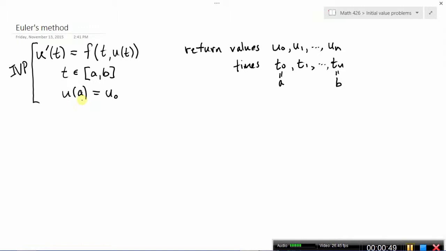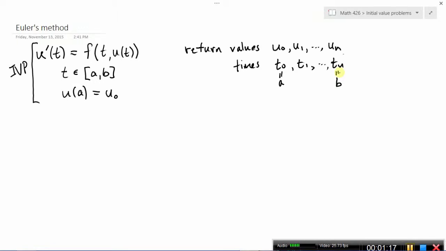And throughout, we're going to assume that u is just a scalar, although that's not actually very important, but it's convenient. And our numerical method is going to give us back values u0, u1, and so on, and a sequence of times t0 up to tn. And so the idea is that these values of u are approximate values of the solution at these times.